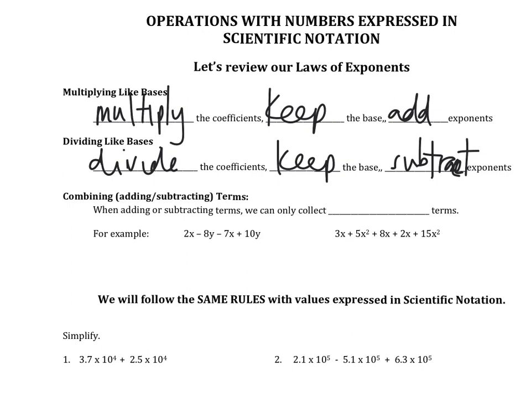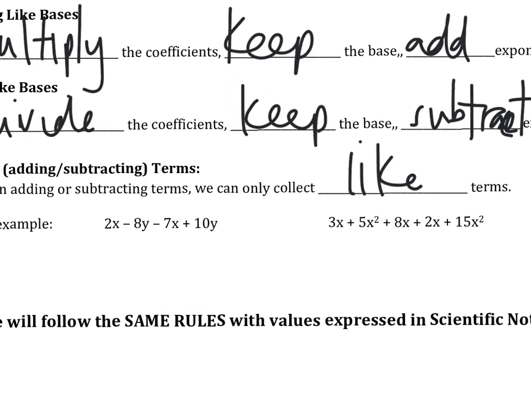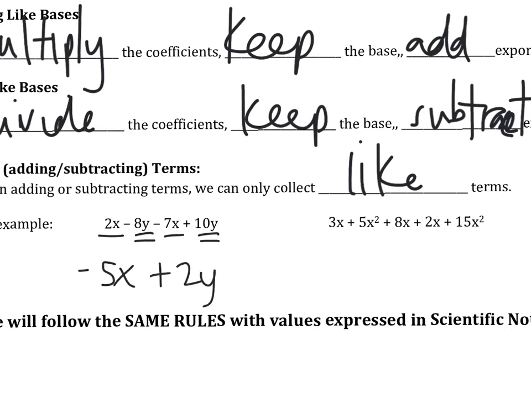When you add and subtract in scientific notation, you can only collect like terms. For example, if we think about when we studied equations, you can only combine like terms. So in this example here, you could only combine your x's and your y's separately. So you would get negative 5x plus 2y when you combine your like terms.